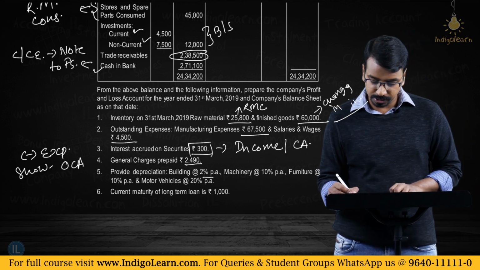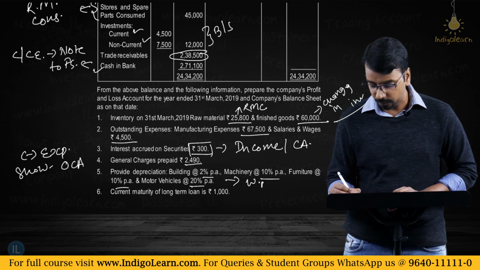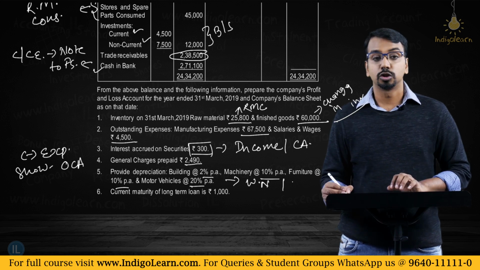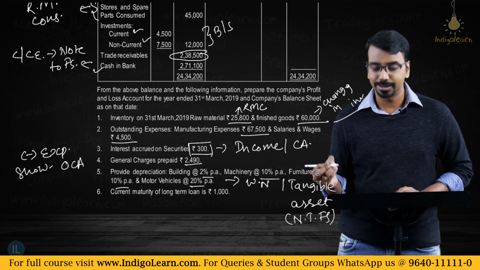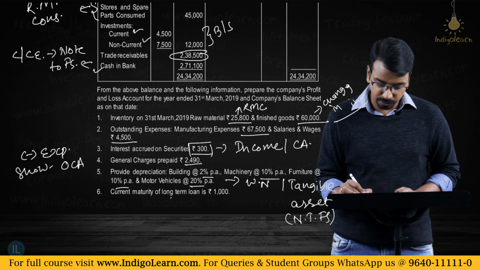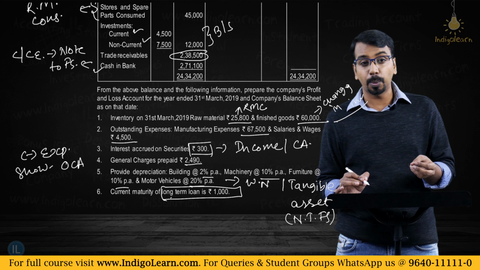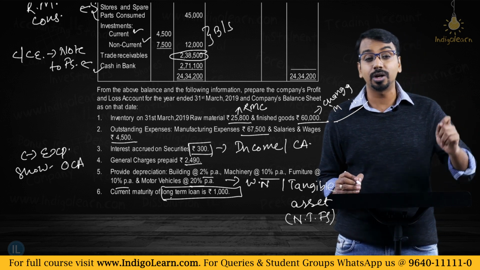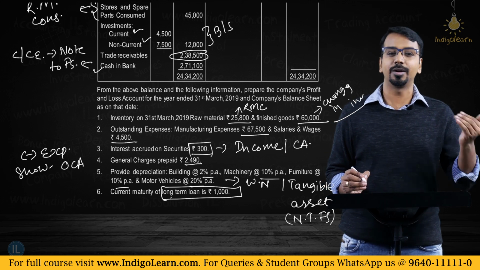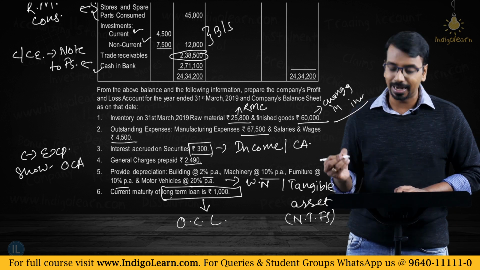Provide depreciation 2%, 10%, 10% and 20%. For this you need to do two things. Prepare one working note, a small table, and show it along with the tangible asset notes to financial statements. That can be done. Then current maturity of long-term loan is 1000. Now, do we show this as short-term borrowings or do we show this as other current liabilities? We have already understood, if it is a current maturity of a long-term loan, just because it has a current maturity, it does not become a short-term borrowing. So this also forms part of your other current liabilities.